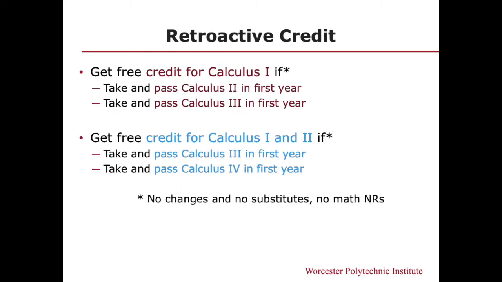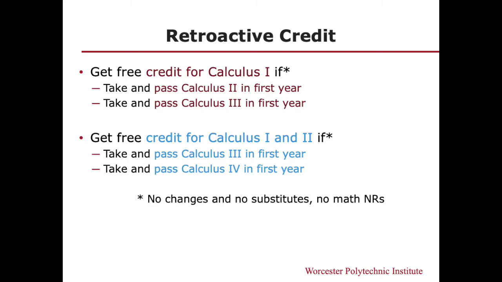If you don't have advanced placement credit, but you have some experience with calculus, our retroactive credit policy may apply to you. So the way this works is, if you decide that you're ready for Calculus 2, but you don't have credit for Calc 1, if you take and pass Calc 2 in your first year, and you take and pass Calc 3 in your first year, then you retroactively get credit for Calc 1, for 1021.